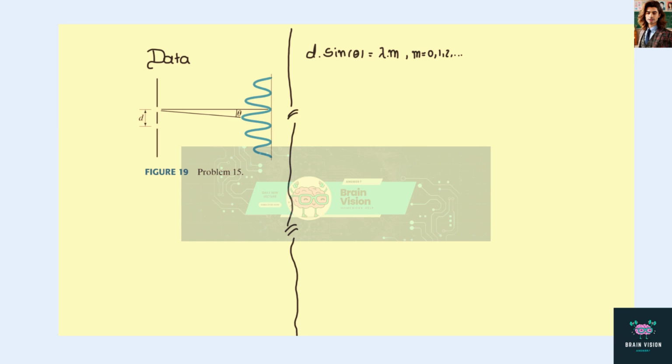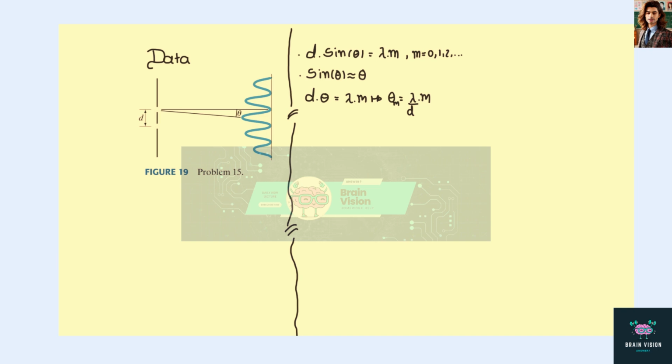Now, note that we will have a very small angle in general when working with these fringes. Therefore, we can approximate sine of theta as being approximately equal to theta, where theta has to be given in radians. Therefore, d times theta equals lambda times m, which makes the angles of the maximum equal to lambda times m divided by d. Let's call this theta m.